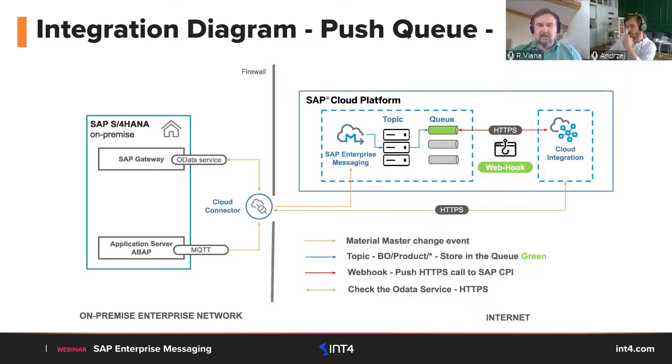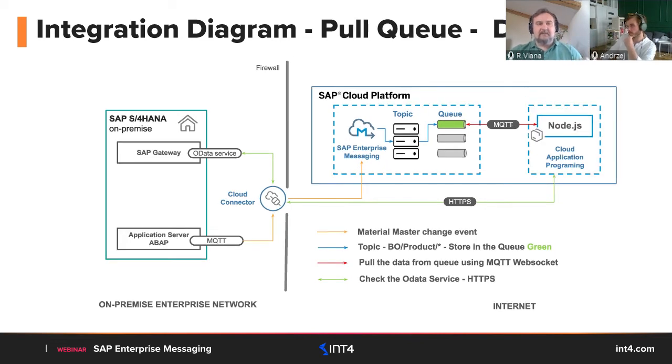You can see in the video that Int4 will release, but another demo is related with a pull mechanism. In this case, the scenario is similar. We are going to change the description of material master in S4HANA. We are going to send to SAP Enterprise Messaging under a topic. Topic refers to a queue, and the Node.js application on Cloud Application Programming platform will be able to read this from the queue using MQTT protocol over WebSocket.